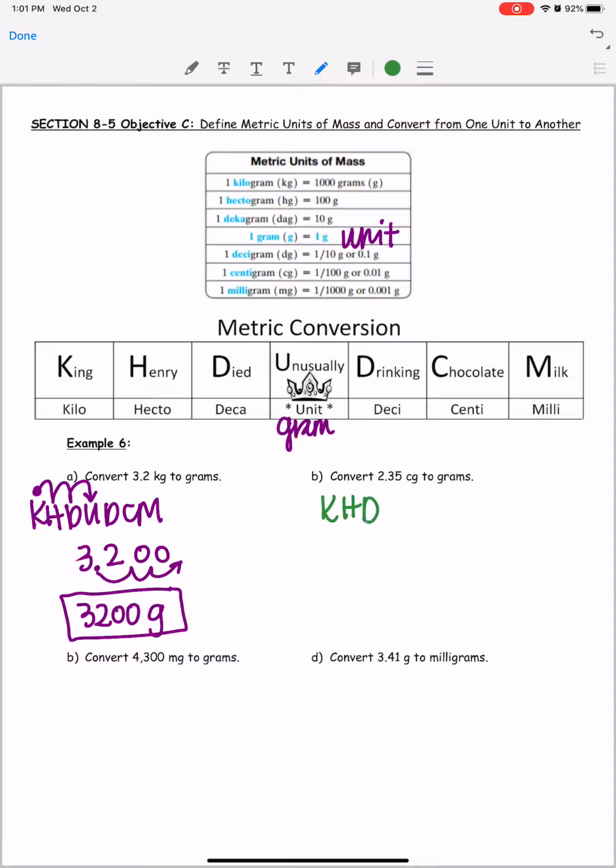King Henry died unusually drinking chocolate milk. I am starting here at centa, and I'm going to my unit, my grams. Grams has nothing in front of it, so that's your unit. So we're going 1, 2 units over, this time to the left. So I've got 2.35, and now I'm going to move this decimal 1, 2 places over, still put in your 0. So this becomes 0.0235 grams.